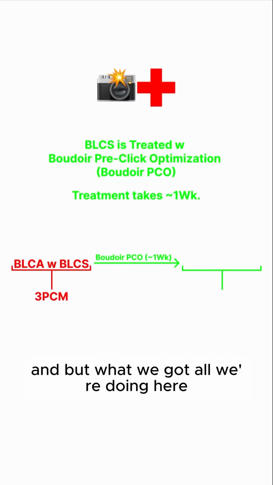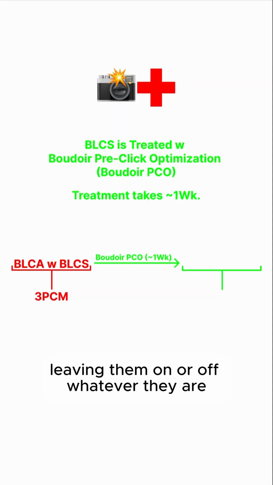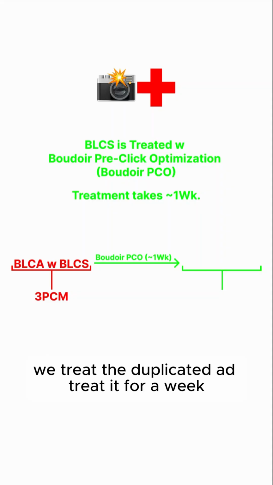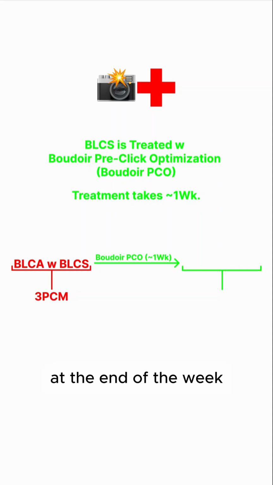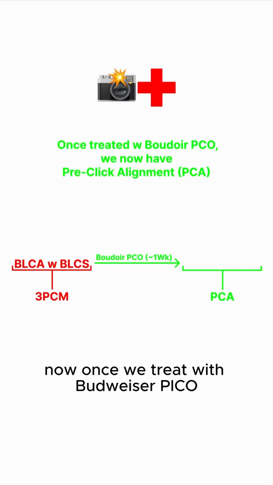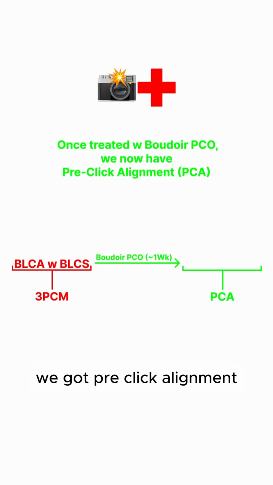With Boudoir PICO, all we're doing is duplicating the current ads, leaving them on or off, whatever they are, and we treat the duplicated ad. So we don't touch the original, we treat the duplicated ad for a week. At the end of the week, we keep whichever one has better metrics. Once treated with Boudoir PICO, we now have pre-click alignment, PCA. So we get rid of the three pre-click mistakes, and we've got pre-click alignment.